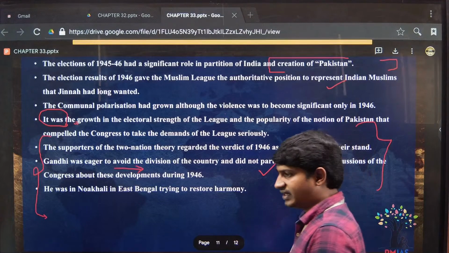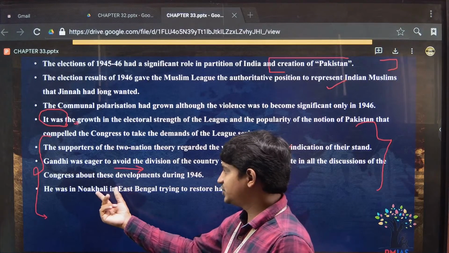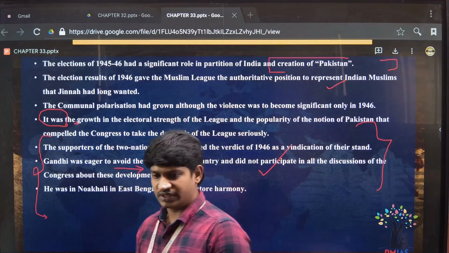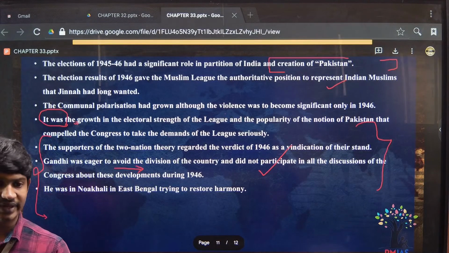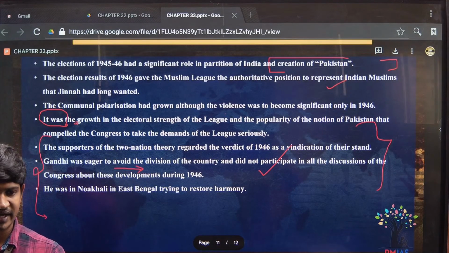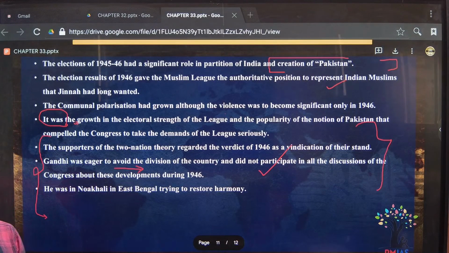At that time, he was in East Bengal, the present day Bangladesh, in Noakhali, and he was trying to restore humanity and the ground realities. Why was he demanding a united India? Gandhi's demand was clear at that time: at the time of independence we could get independence jointly. Afterwards we could discuss and divide among ourselves, rather than the British needing to divide our country.